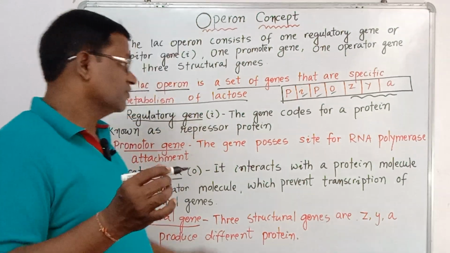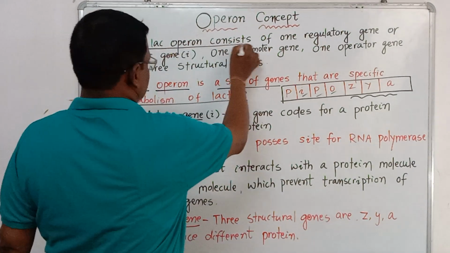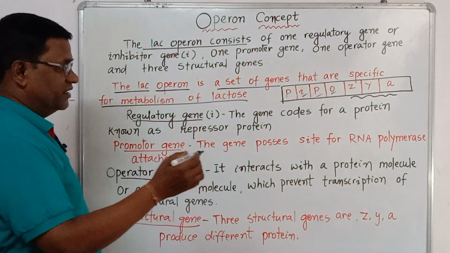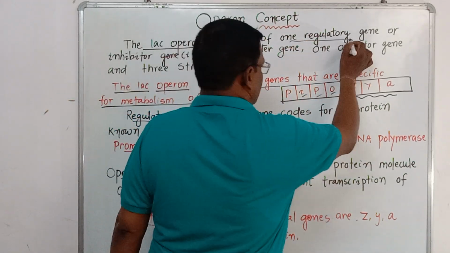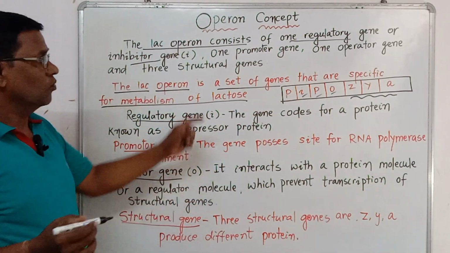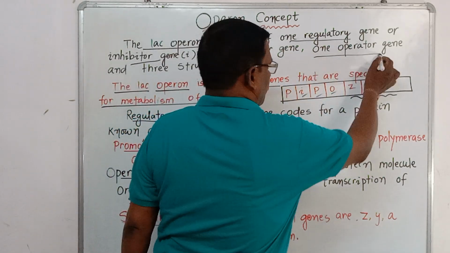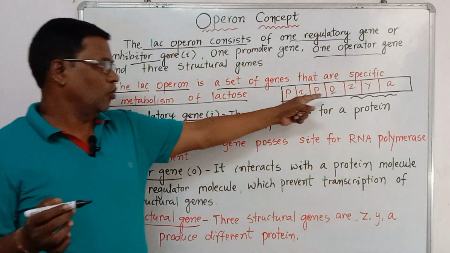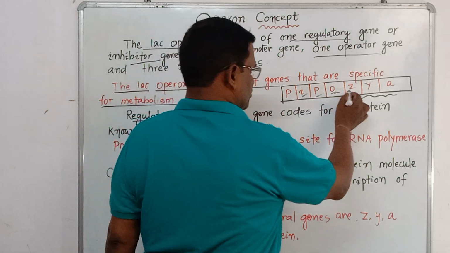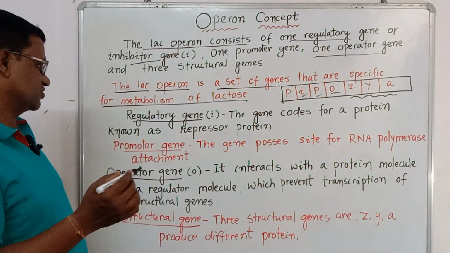So first, what lac operon consists of, what I told you. See, one regulator gene or inhibitor gene, that is I, one promoter gene, that is P, one operator gene, that is O, and three structural genes, that is Z, Y, A. These are the three structural genes.